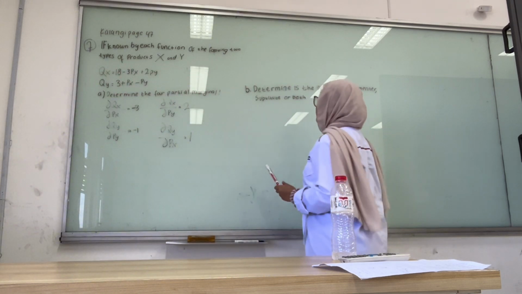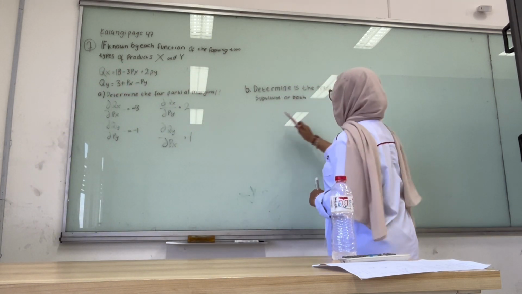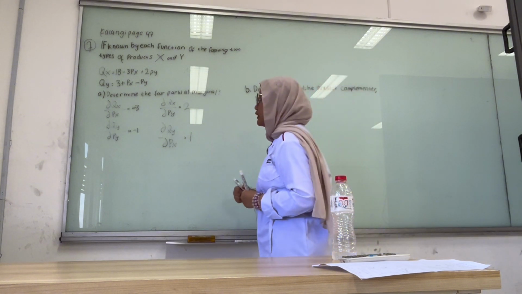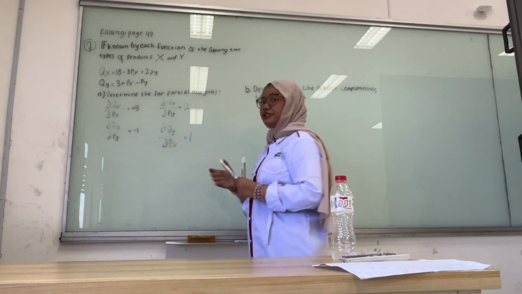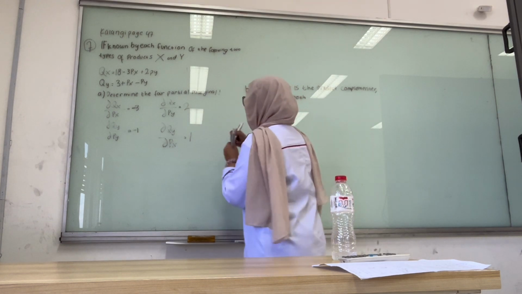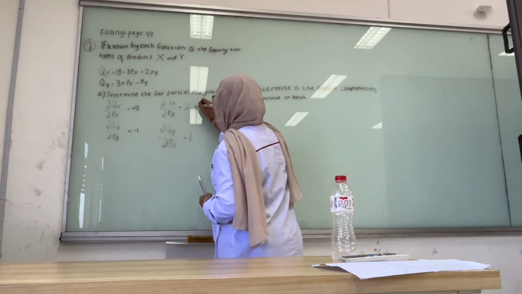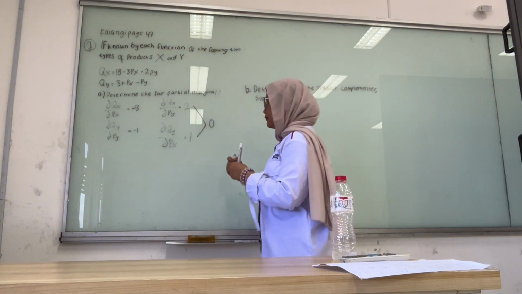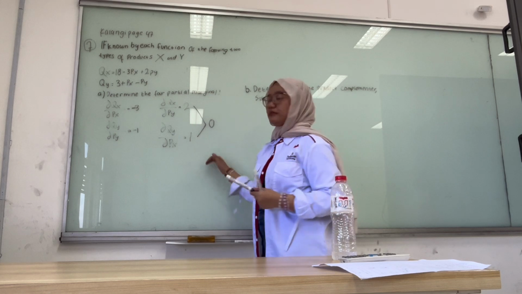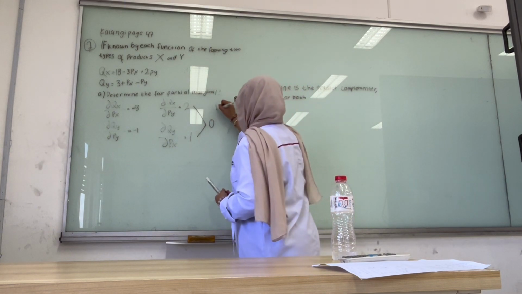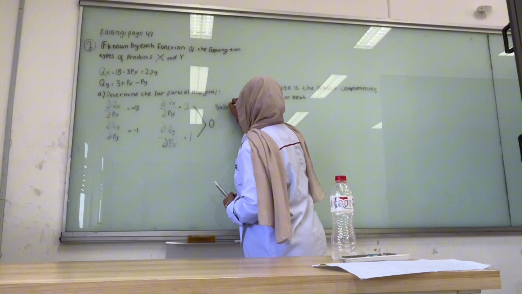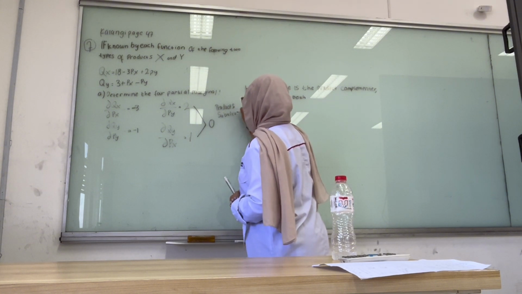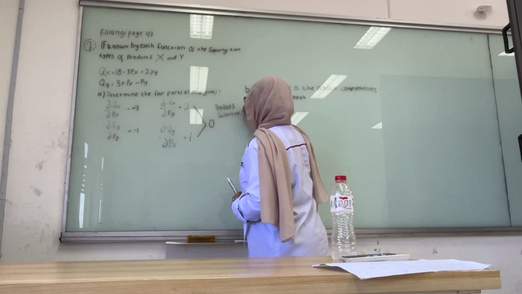So the next one is we need to determine whether the products are complementary or substitute or both. We can already tell from the cross-partial derivative. It's more than 0. So if the cross-partial derivative is more than 0, then the products will be substitute, or you can call it competitive.